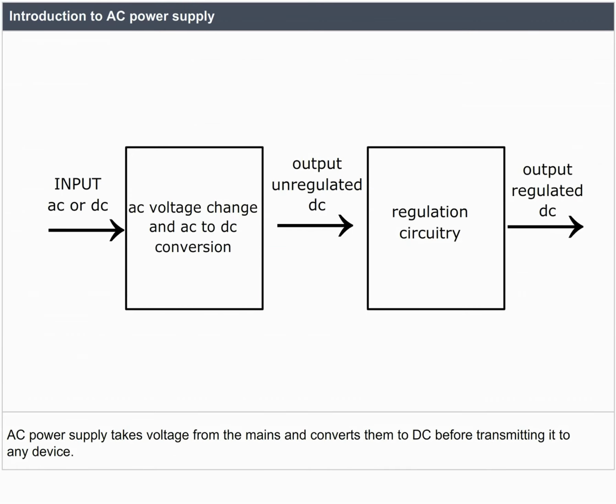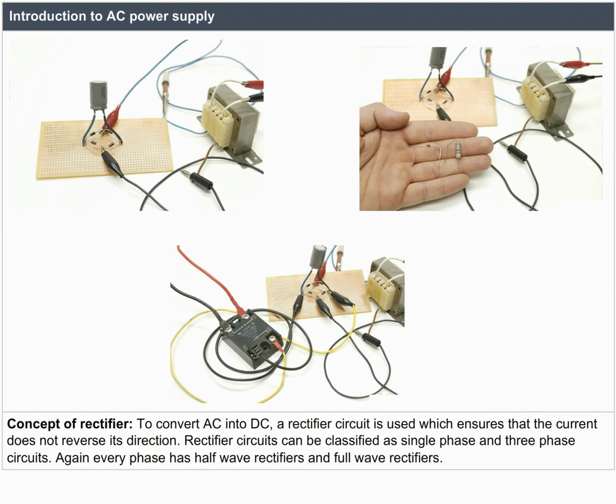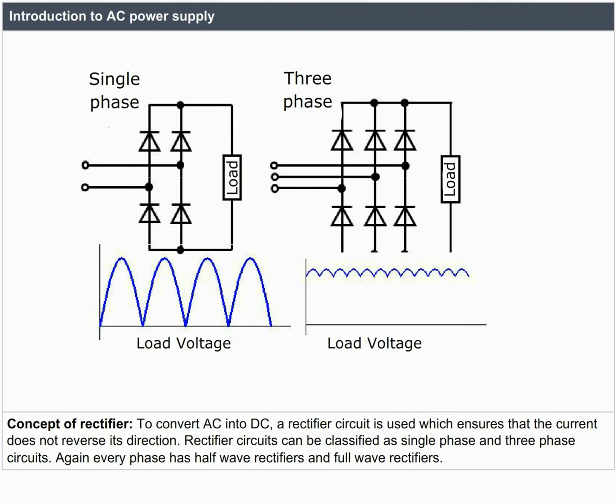Introduction to AC power supply. AC power supply takes voltage from the mains and converts them to DC before transmitting it to any device. Concept of rectifier. To convert AC into DC, a rectifier circuit is used, which ensures that the current does not reverse its direction. Rectifier circuits can be classified as single-phase and three-phase circuits.